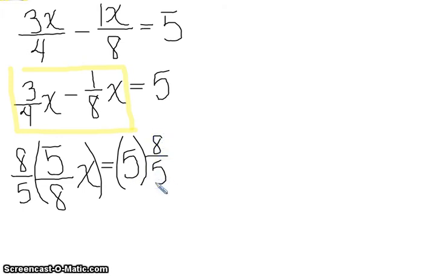Now multiplying by the reciprocal does give you 1. If you need me to mark both those numbers out so you can see that, 8 over 8 and 5 over 5 will give you 1. So you are left with 1x equals, and then 5 times 8 over 5 is going to give you 8.